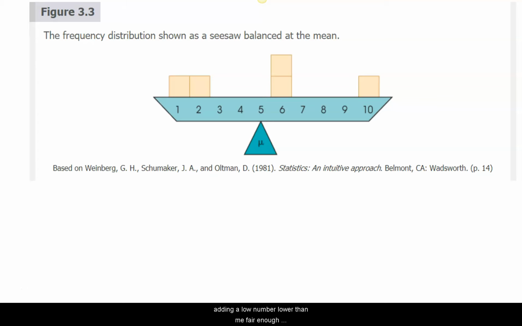Fair enough. Removing a score. What if I removed the 10? Wouldn't that make the mean be lower? Of course it would. It would tip to the left. What if I removed the 1 and the 2, or just the 1 or the 2? In that case, it would make the seesaw tip to the right. So it's a helpful analogy there.